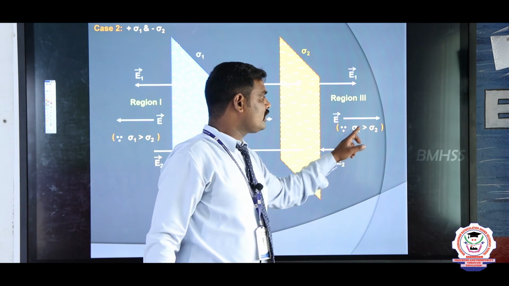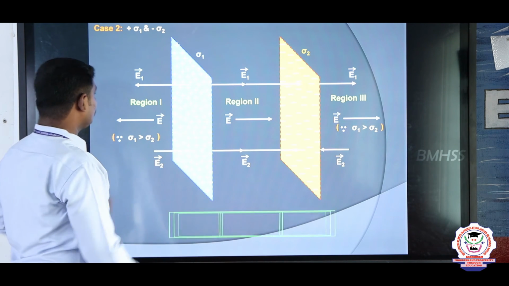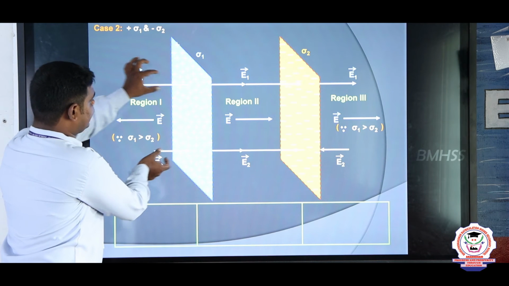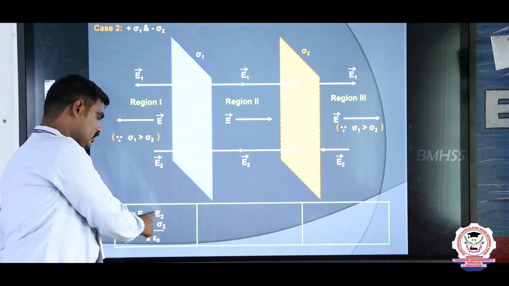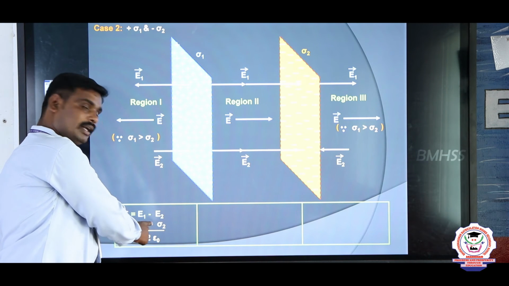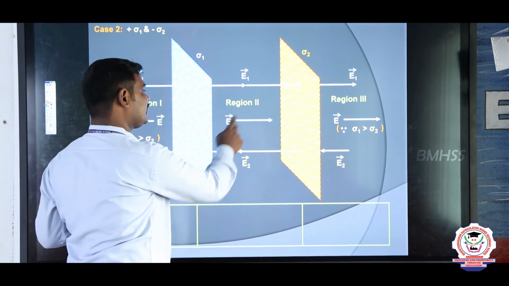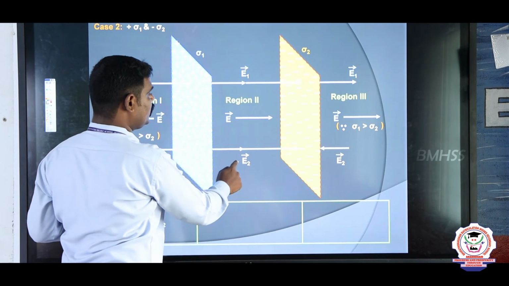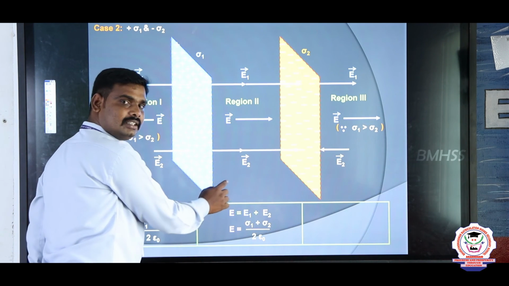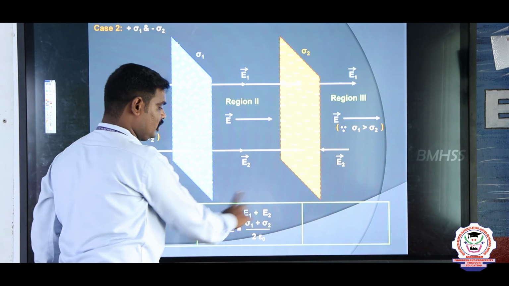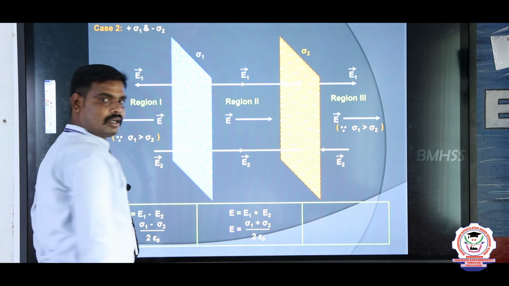Here also sigma 1 is greater than sigma 2. So here E1 and E2 are acting in opposite directions. That's why we can write E is equal to E1 minus E2, so (sigma 1 minus sigma 2) divided by 2 epsilon naught. In the central region, or the second region, E1 and E2 are both acting in the same direction. That's why we have to add both electric fields E1 and E2, the same equation: (sigma 1 plus sigma 2) divided by 2 epsilon naught.